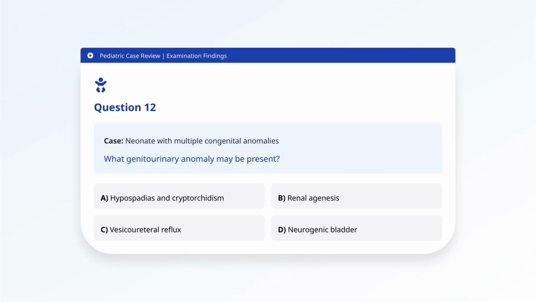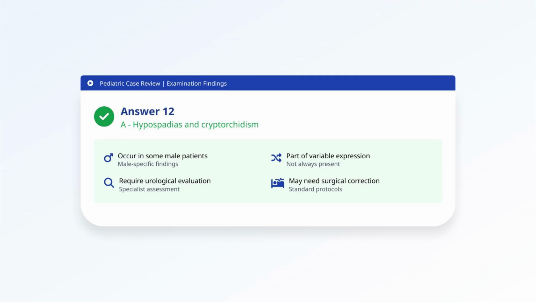Option A, hypospadias and cryptorchidism. Option B, renal agenesis. Option C, vesicoureteral reflux. Or option D, neurogenic bladder. The correct answer is A, hypospadias and cryptorchidism.